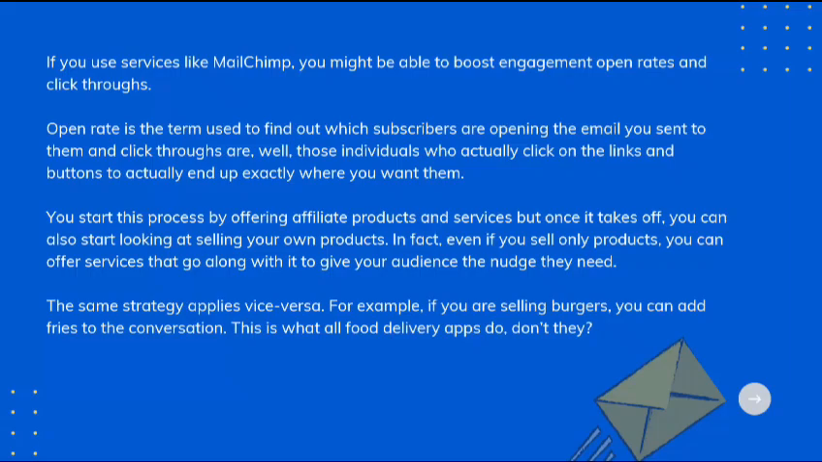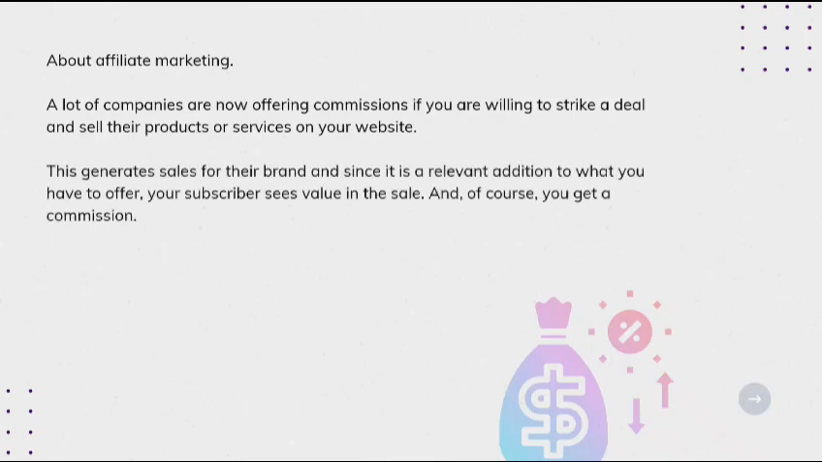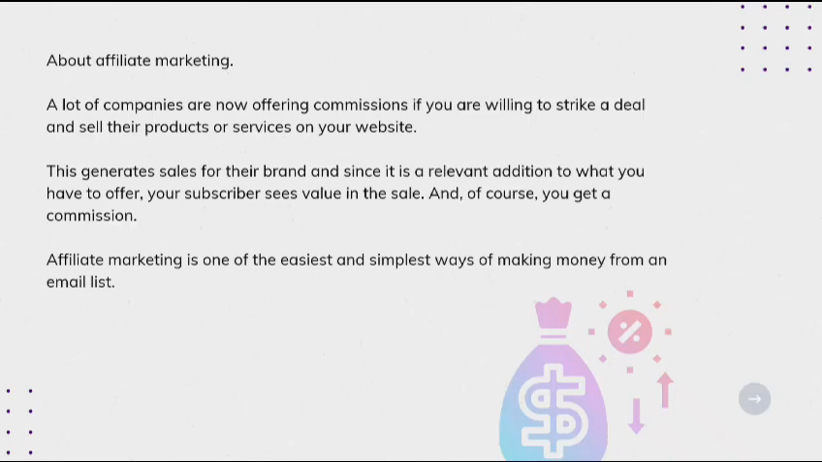About affiliate marketing. A lot of companies are now offering commissions if you are willing to strike a deal and sell their products or services on your website. This generates sales for their brand, and since it is a relevant addition to what you have to offer, your subscribers see value in the sale. And of course, you get a commission. Affiliate marketing is one of the easiest and simplest ways to make money from an email list.